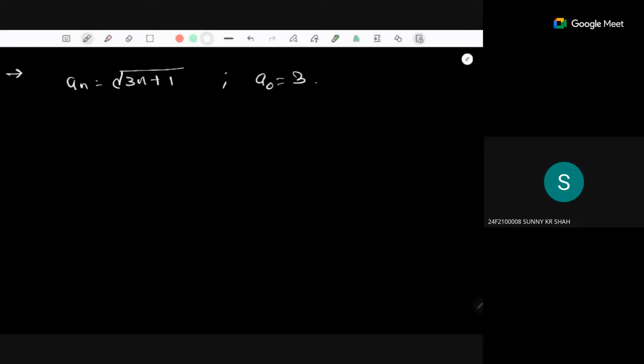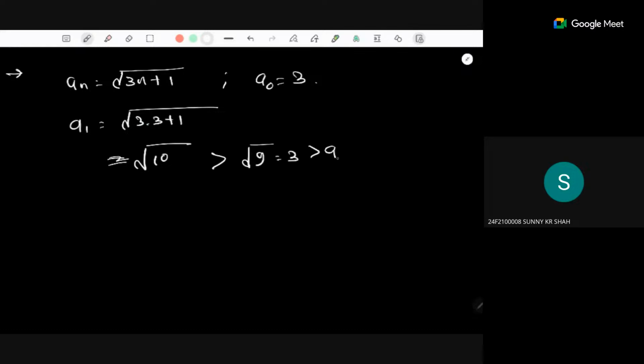Then you can easily observe that it is an increasing sequence, right? Because a0 is equal to 3. If you compute a1, a1 will be the square root of (3 into 3 plus 1), which is the square root of 10. The square root of 10 is greater than 3, because the square root of 9 is 3.